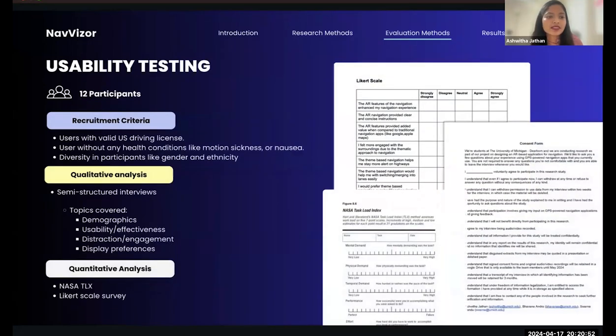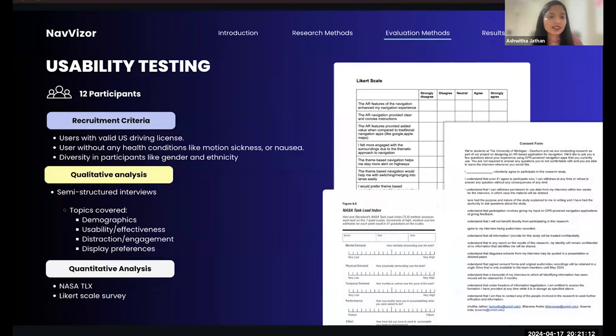For the usability testing, we recruited diverse participants with valid US driver's license. Quantitative study was carried out through NASA TLX and Likert scale ratings. NASA TLX was used to measure the mental and physical load through each trial. Likert scale was used to gauge the overall effectiveness and satisfaction of the participants.